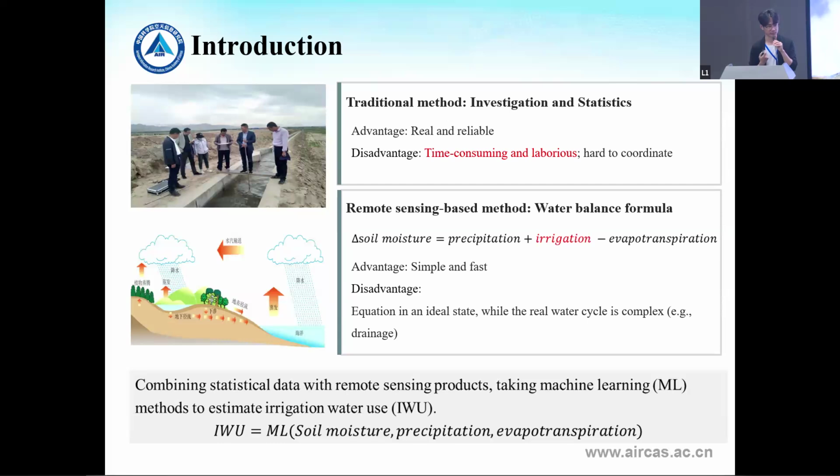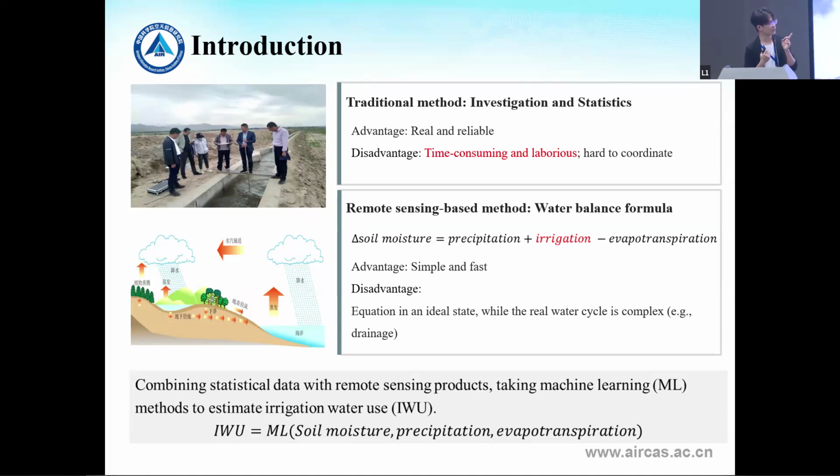and evapotranspiration. On this basis, remote sensing-based methods have been deployed to estimate irrigation. Specifically, the change in soil moisture of cropland is caused by the water supply and the loss. Since the other variables in this equation are available from remote sensing, we can therefore deduce the irrigation. This method seems much simpler and faster.